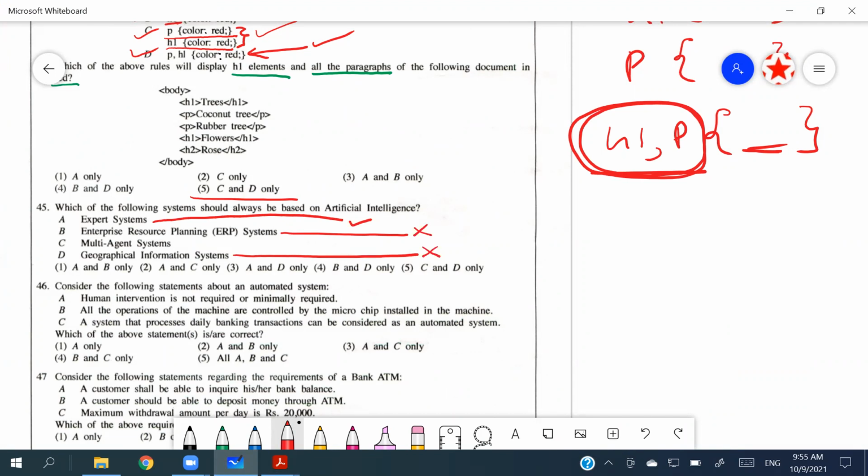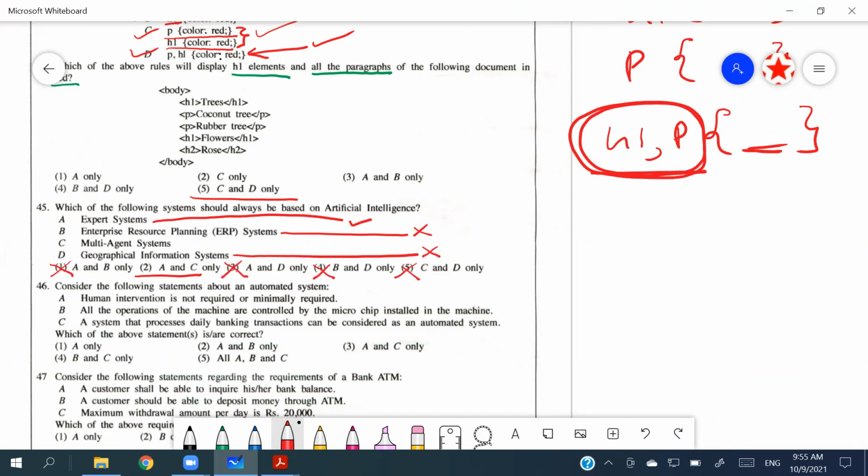So with that, B and D should not be in your answers. Because of that, the first one is gone, the third one is gone, the fourth one is gone, the fifth one is gone. So the answer should be the second one, A and C.